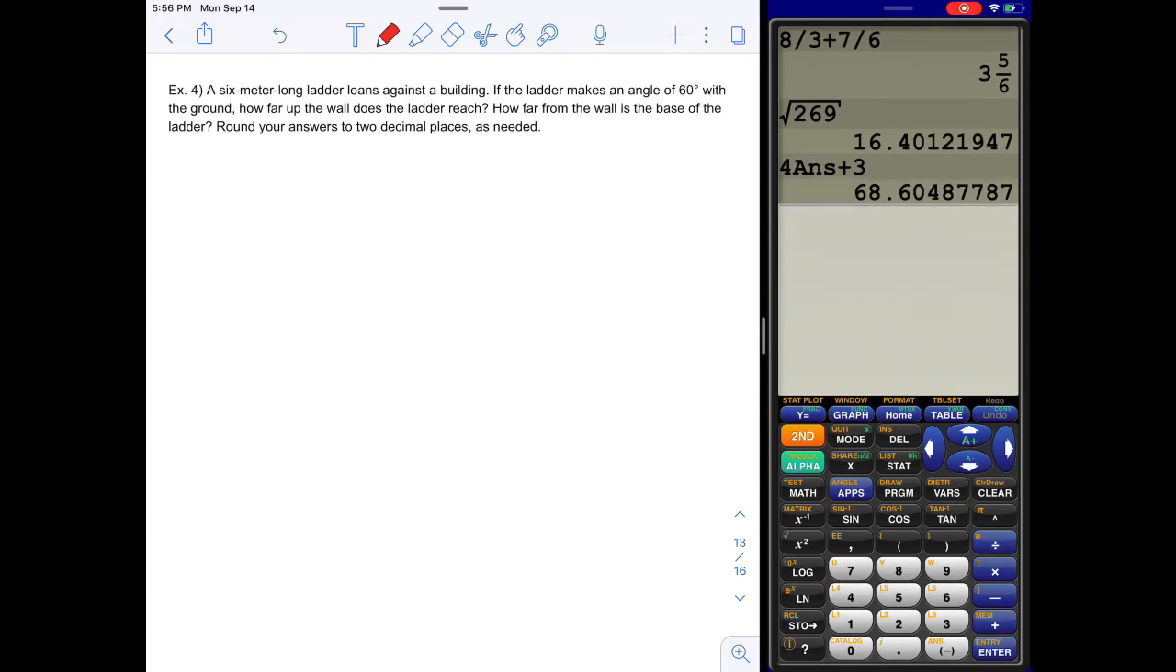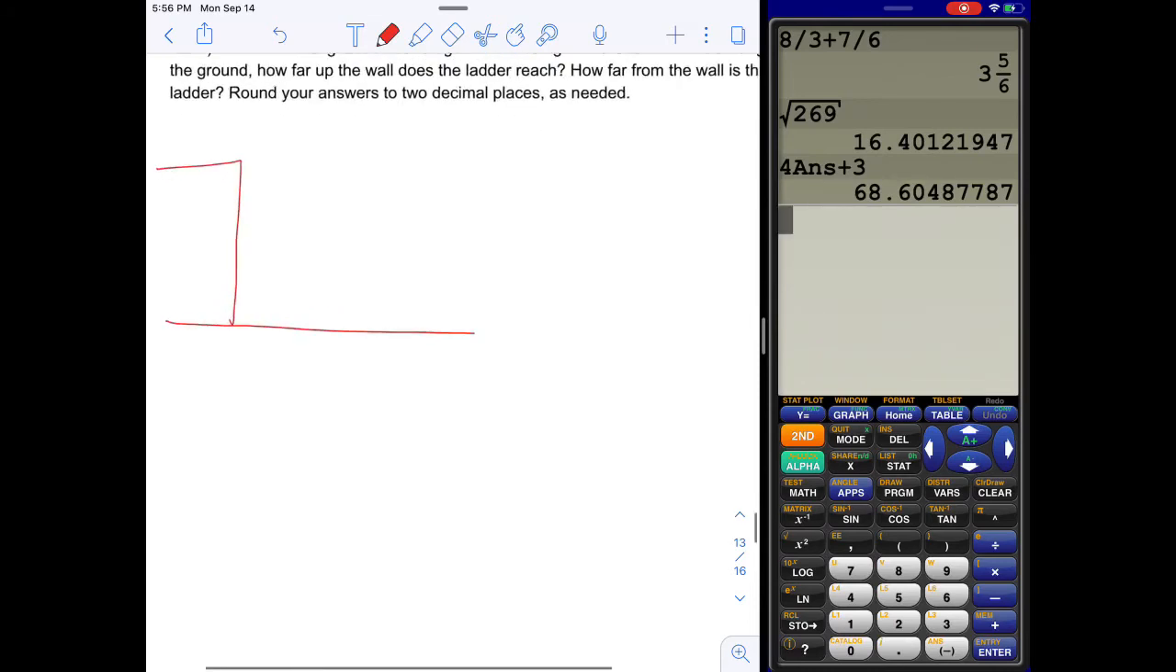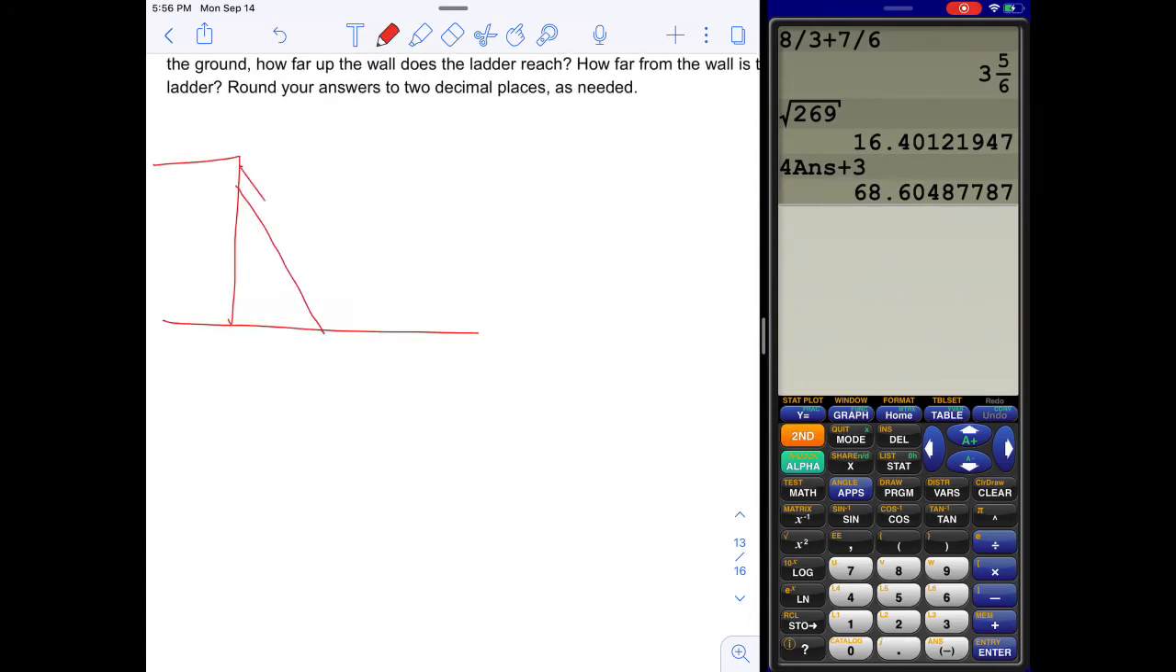Okay, so let's draw this. So we have a ladder and it's leaning against a wall. So here's our wall. And we're going to draw our ladder like this.